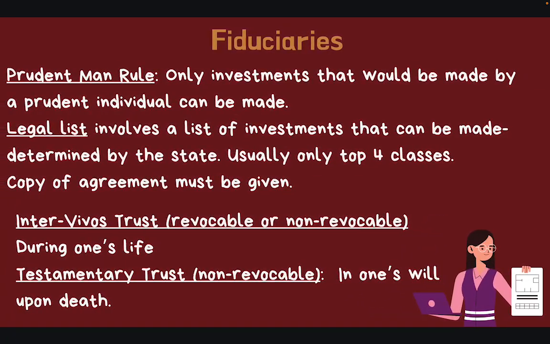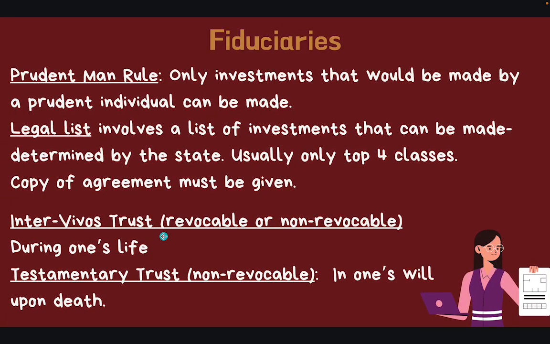So what is the responsibility of a fiduciary? Well, they have to abide by the Prudent Man Rule. Only investments that would be made by a prudent individual can be made. That's the definition. And a legal list involves a list of investments that can be made. It's determined by the state. Usually it only has the top 4 classes, the trusted investment types, and a copy of the agreement must be given.